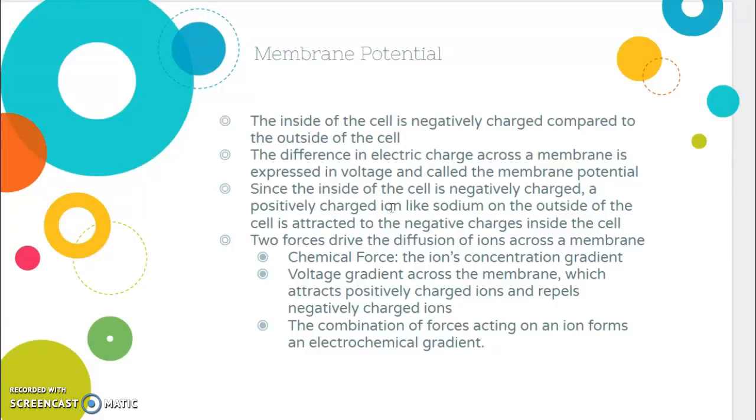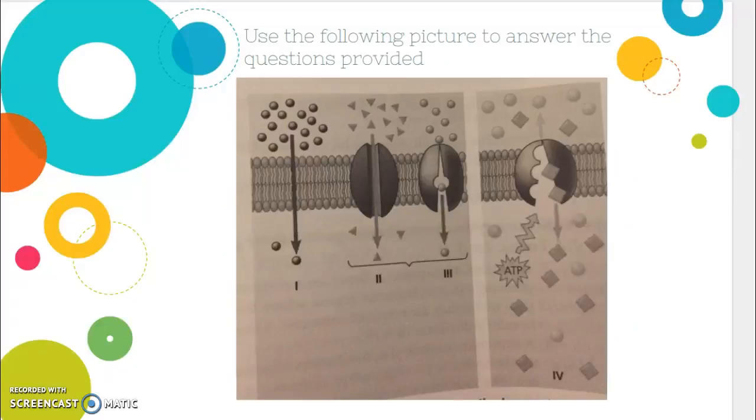And there are two forces that drive the diffusion of these ions across the membrane. The first one is the chemical force, which is the ion's concentration gradient. And then also we have the voltage gradient across the membrane, which attracts positively charged ions and repels negatively charged ions. And this combination of forces acting on an ion forms an electrochemical gradient. Now I want you guys to take a look at this picture, and you are going to answer the questions provided in the Edpuzzle video.